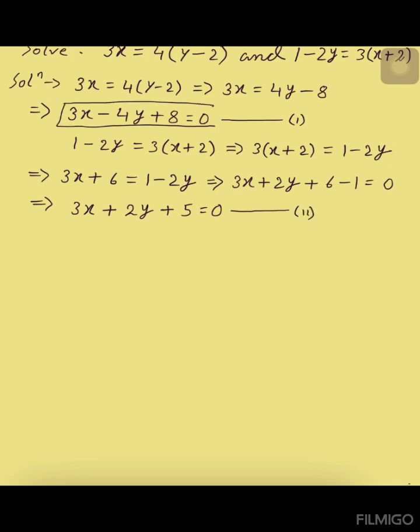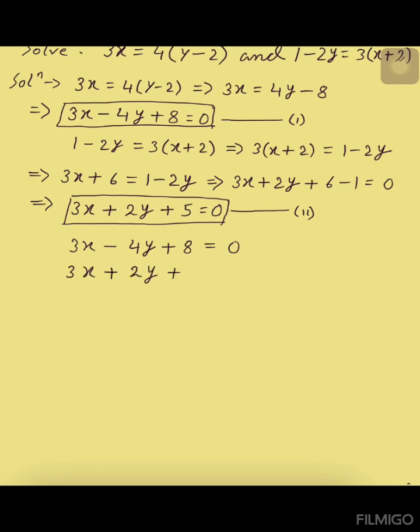Now as you can see over here, equation number 1 and equation number 2 both are in the standard form. Now what I have done over here, to make it easier for you all to understand, I have written equation number 1 and equation number 2 together: x below the x, y below the y, and the constant below the constant. Arrangement is very important over here. Now hide the x terms over here. What is the coefficient of y? Minus 4 and 2. Then hide the y terms.